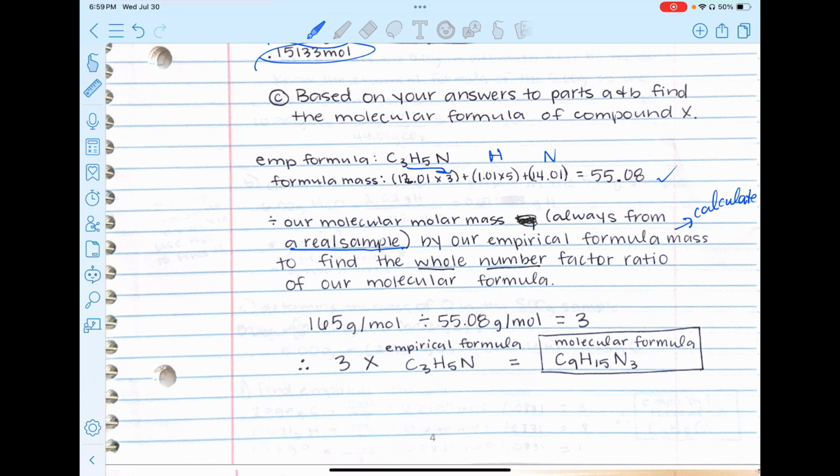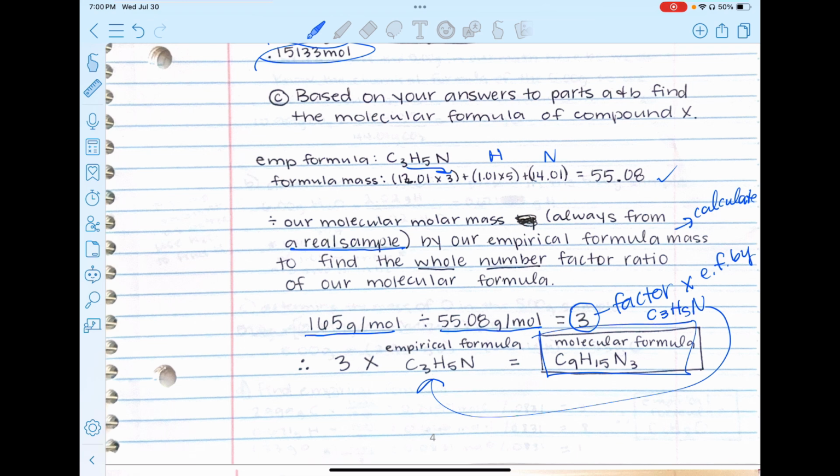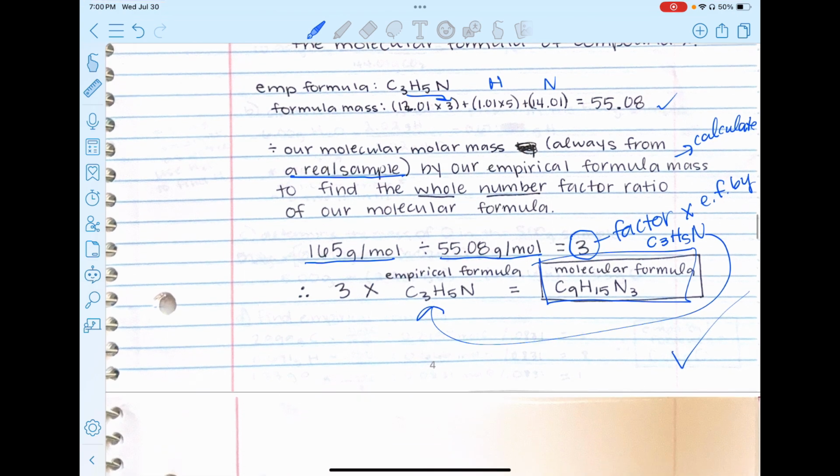So we take our 165 grams per mole and divide it by the 55.08 grams per mole that we just found. When we divide those two numbers, we get an answer of 3. What does that tell us? That's the factor that we need to multiply the empirical formula by. So I take our C3H5N, you see right here, and multiply each number by 3 to find our molecular formula. That's how I end up with C9H15N3. Final answer. That is our molecular formula. Check. Done. Moving on from example 4.